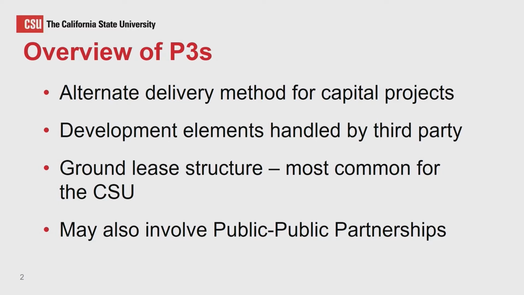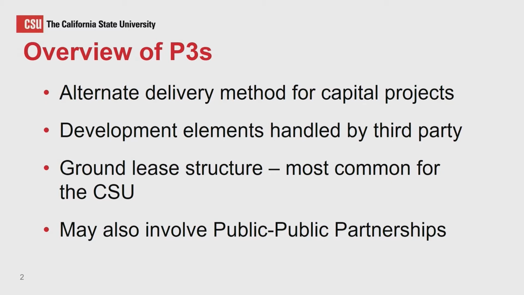The typical structure calls for a sponsoring entity, and in our case, it's either a campus or an auxiliary to a campus, that entity to lease a portion of its land over for a long period of time to a third-party development partner who then develops the capital project on that land. The projects vary quite a bit in complexity and in structure. And I should note that P3s can also involve a partnership with another public agency, so not necessarily a private partner. In other words, a public-public partnership. And the CSU has entered into a lot of these, which we'll talk about a little bit later.